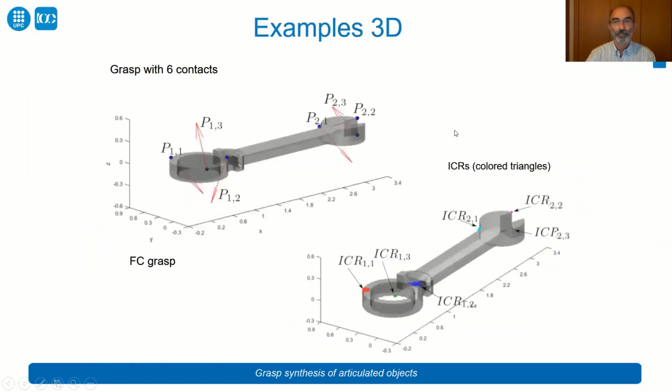This is another example, in this case using 6 contacts on the object, and the result has 3 contact points on the first link and another 3 on the second link. And these are the independent contact regions for this grasp.